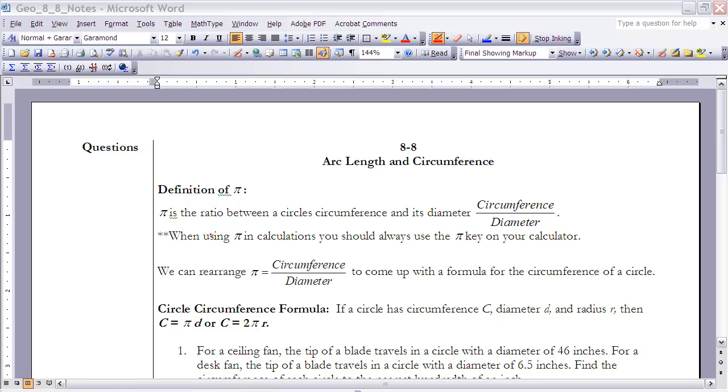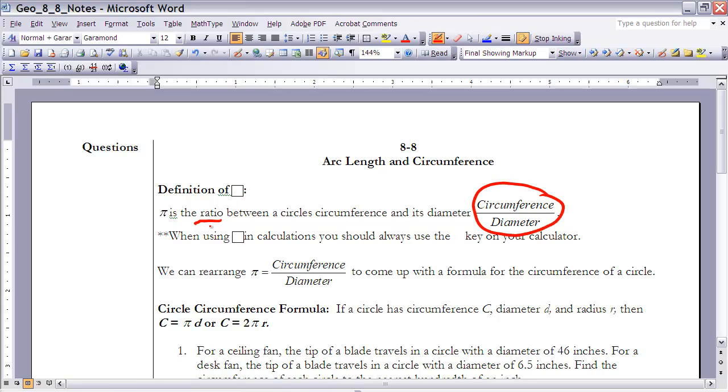So to begin with, we want to define pi. Pi is a number that you've worked with before, and remember, it is a number. That number represents a ratio. The ratio that it represents is the circumference compared to the diameter of any circle. So pi represents the circumference divided by the diameter. For any circle, if I take the circumference and divide it by the diameter, it will be equal to a number close to 3.14.